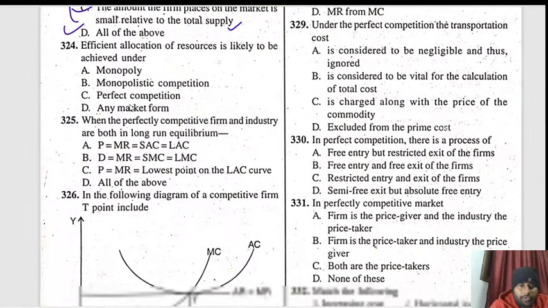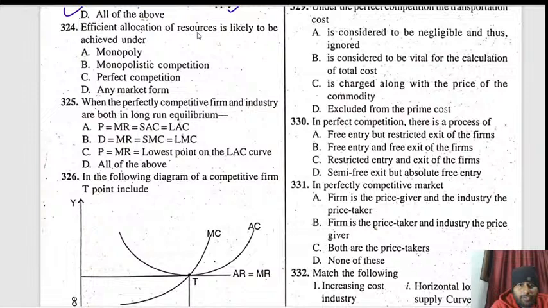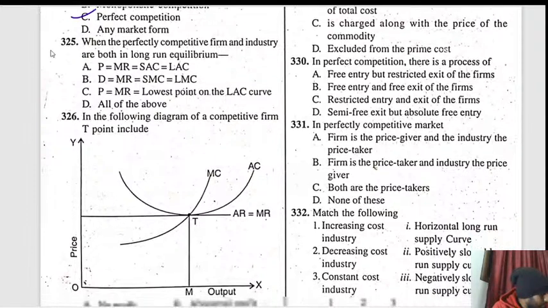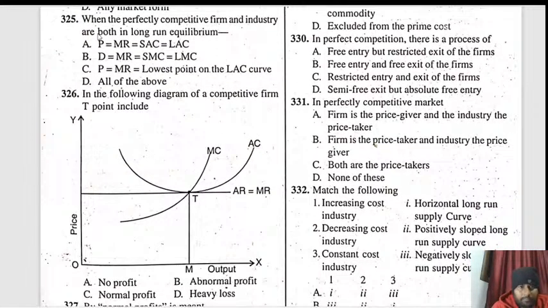Moving to question number 324: efficient allocation of resources is likely to be achieved under perfect competition. It is a very simple question. Question number 324, it is C. Moving ahead to the next question, question number 325: when the perfectly competitive firm and industry are both in long run equilibrium.